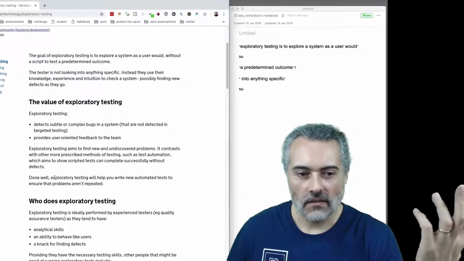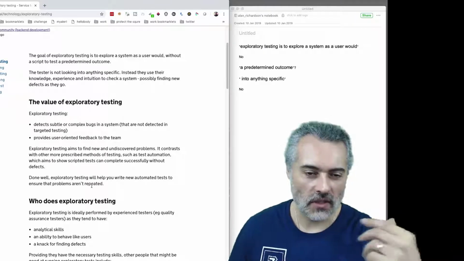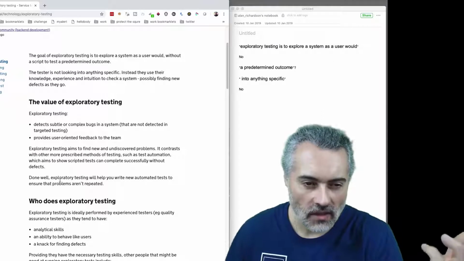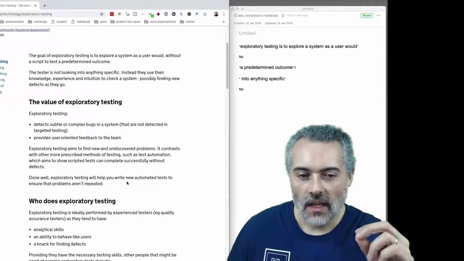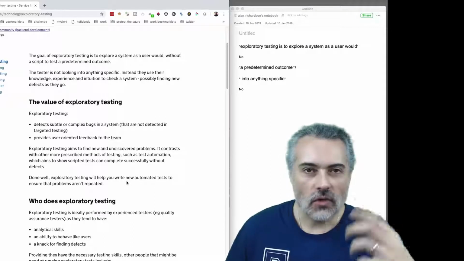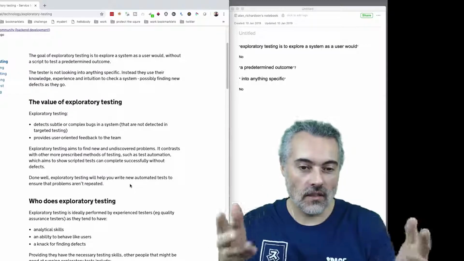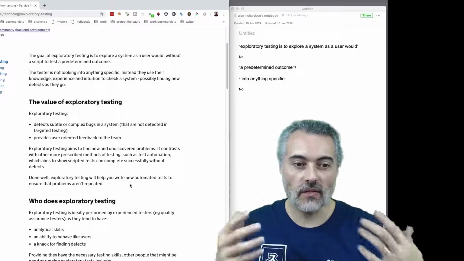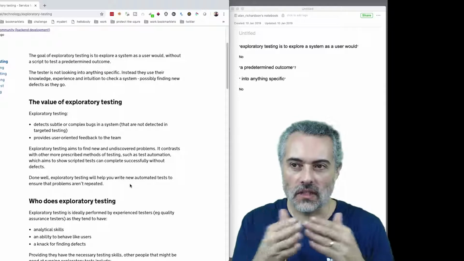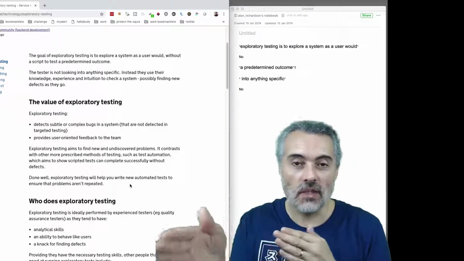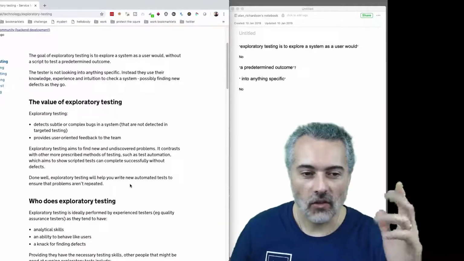Okay, well, done badly, exploratory testing might help you write new automated tests to ensure problems aren't repeated because you do stuff. How at all does exploratory testing help you write new automated tests? Does this mean that because you're doing exploratory testing, you have covered an area, therefore you're fairly sure that that area works, therefore you know what paths you can put through, therefore you can then cover it? Or does it mean you use exploratory testing to find problems, which you then automate that particular route and then ensure that problems aren't repeated because it's automated and you can continually check? Not sure what that means.